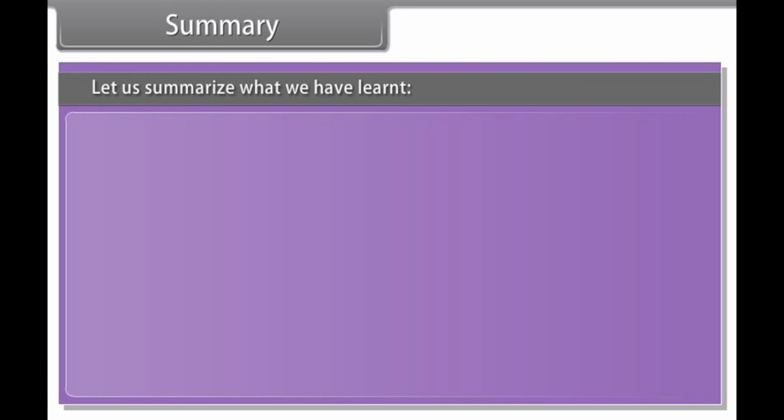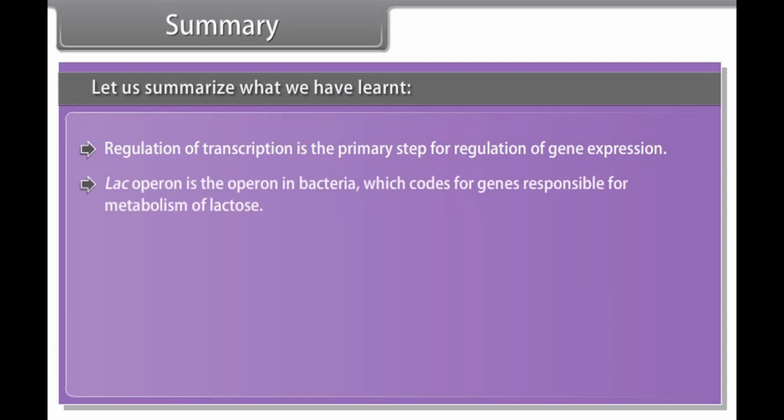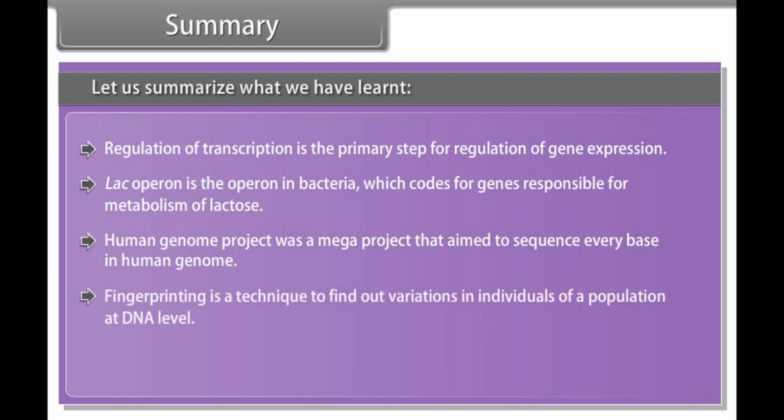Summary. Let us summarize what we have learned. Regulation of transcription is the primary step for regulation of gene expression. Lac operon is the operon in bacteria which codes for genes responsible for metabolism of lactose. Human Genome Project was a mega project that aimed to sequence every base in the human genome. Fingerprinting is a technique to find out variations in individuals of a population at the DNA level. It works on the principle of polymorphism in DNA sequences.